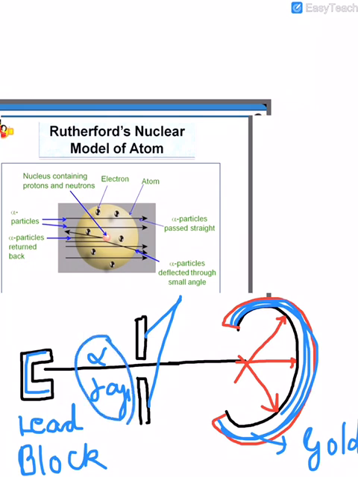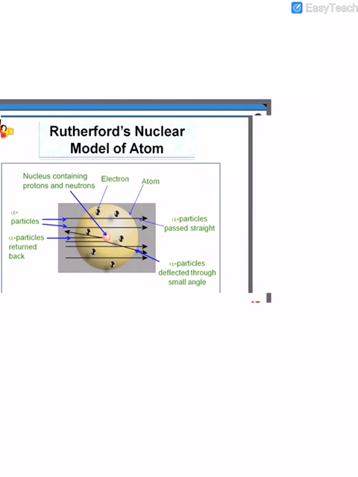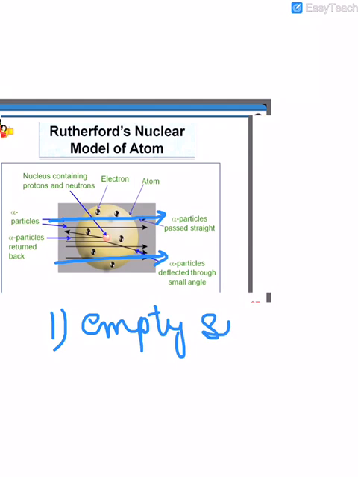He observed that, number 1, most of the alpha rays pass through the foil without undergoing any deflection. So these are the rays passing without any deflection. From this observation he concluded that most of the space within the atom is empty. So conclusion number 1 is the empty space.